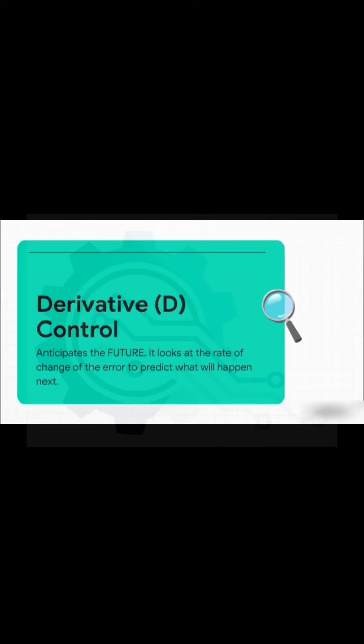And that brings us to the final piece of our puzzle, derivative, or D. This is the forward-looking, predictive part of the whole thing. It doesn't care how big the error is now or what it was in the past. It only cares about one thing: how fast the error is changing. It's trying to anticipate the future.